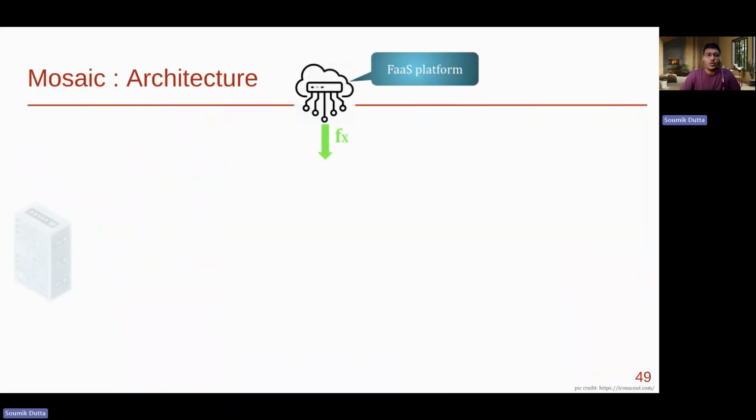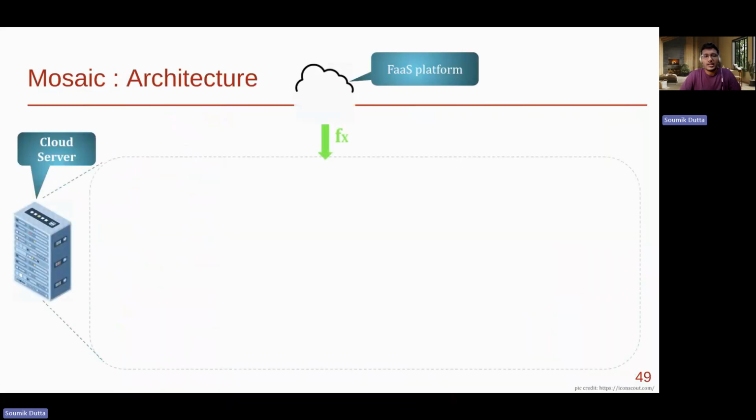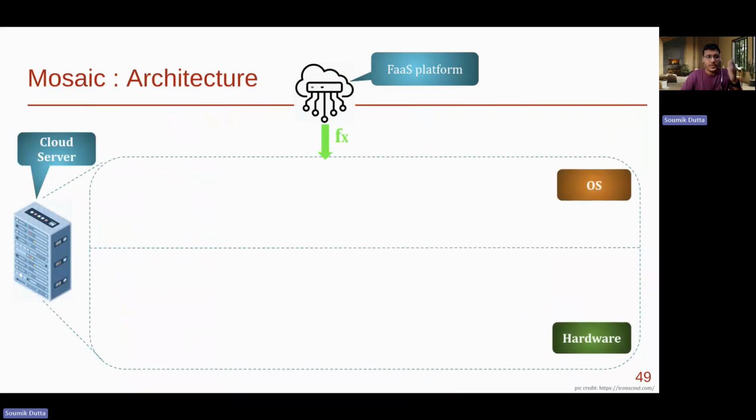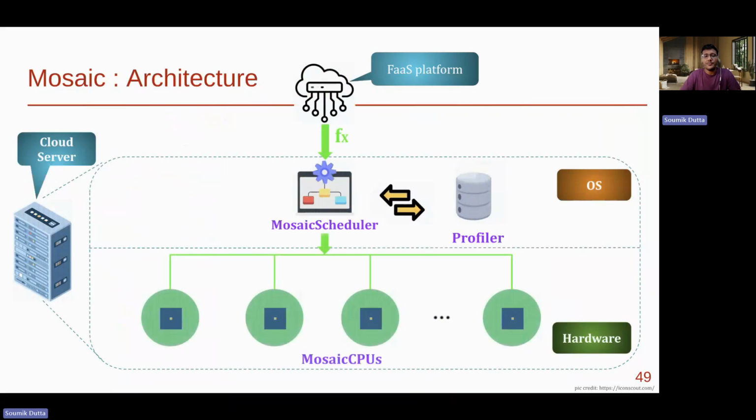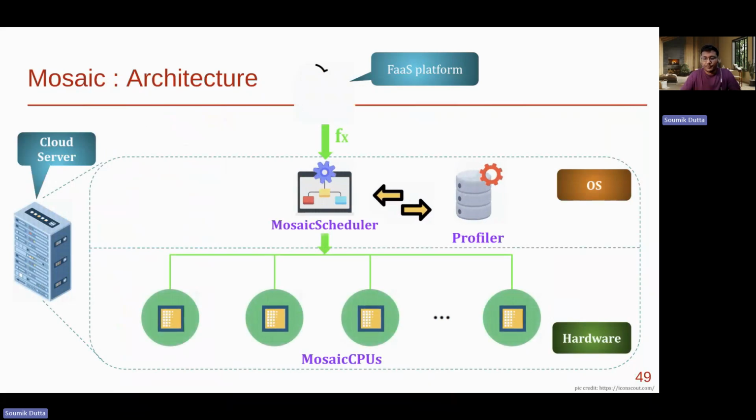So the overall architecture of Mosaic is like this. This is a SaaS platform, and this is the cloud server running at the cloud provider's end. When a function fx gets scheduled, it has two parts: the software part and the hardware part. So when fx gets scheduled, the scheduler first consults the profiler to get the optimal tile size and which CPU core to schedule on, and then based on that it schedules on the Mosaic CPUs.